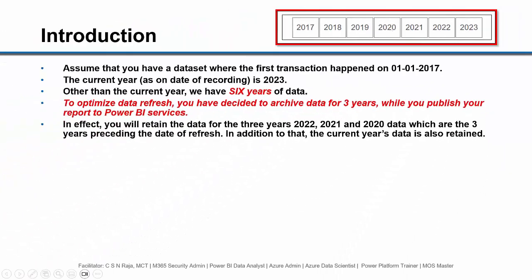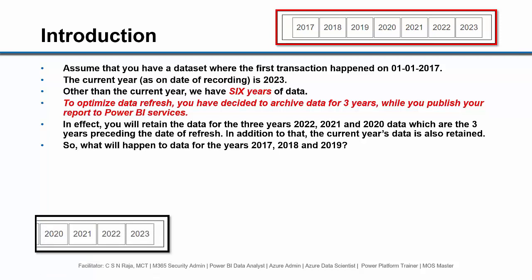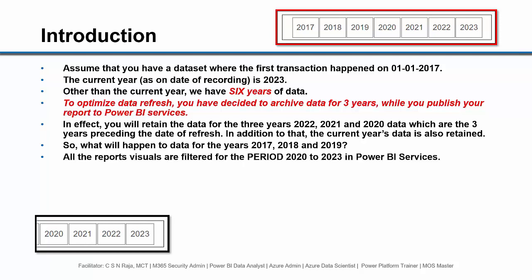2022, 2021, and 2020, which are the 3 years preceding the date of refresh. In addition to that, current year's data is also retained. So, what will happen to data for the years 2017, 18, and 19? They will be thrown out in Power BI services. All the report visuals are filtered for the period 2020 to 2023 in Power BI services.